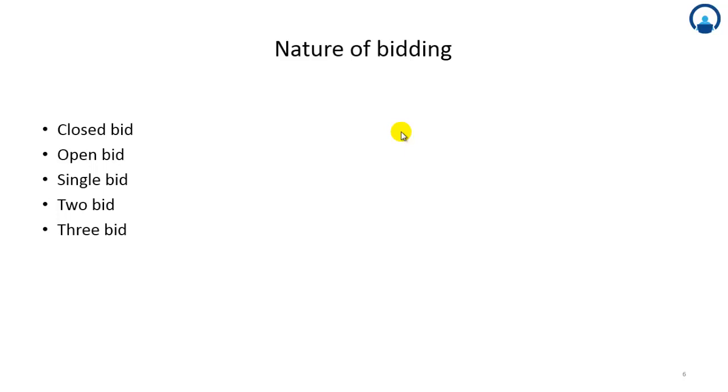In case of a three-bid system, you have three different envelopes. It's a single stage but three different envelopes, one for the earnest money deposit or the unpriced bid, another for the technical bid, and a third one for the price bid.